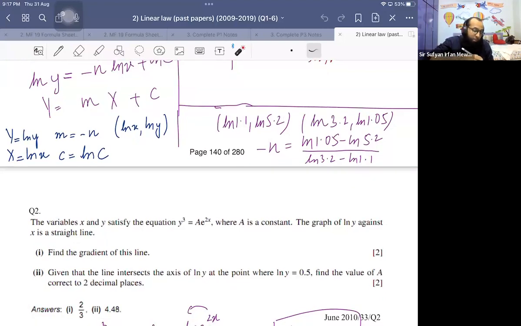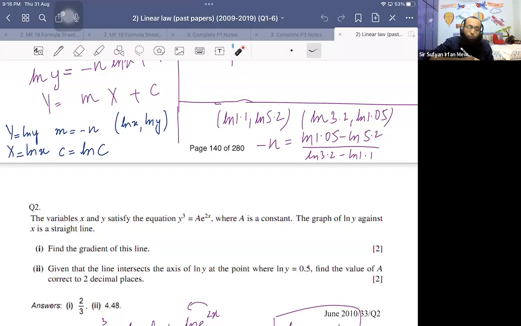So let's start. The variables x and y satisfy the equation y cube is equal to a e to the power of 2x. This is an implicit equation. We know that when an equation is not in the form y equals mx plus c, we have to take logarithms. We have to take lg or ln on both sides to transform it into linear form. Over here, the examiner has told us the graph of ln y against x is a straight line. This means on the vertical axis, we are going to take ln y, and on the horizontal axis, we are going to take x. The graph of ln y against x will be a straight line.